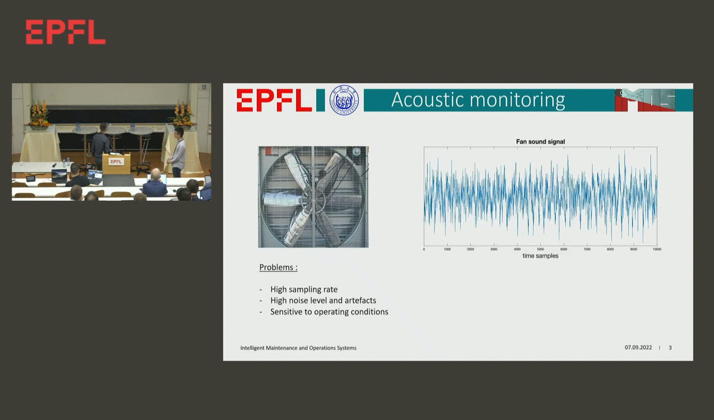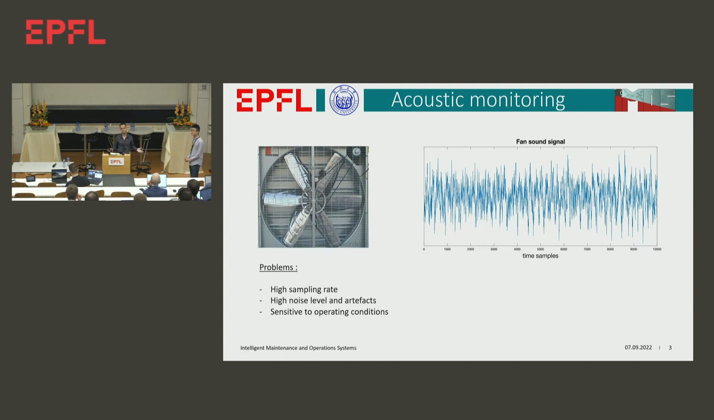However, this kind of signal, so acoustic signals, are kind of difficult to use and to extract information from. So first, they are related to a high sampling rate. So it's a signal with a lot of samples, and using it directly as an input of deep learning can sometimes be a bit difficult. Also, there is often a high noise level and artifacts, and the useful information can be difficult to extract. And finally, it can be sensitive to the different operating conditions.